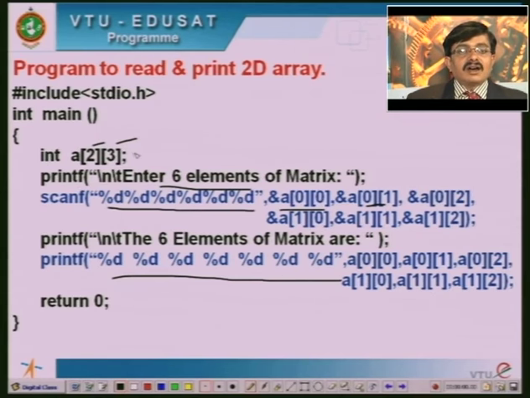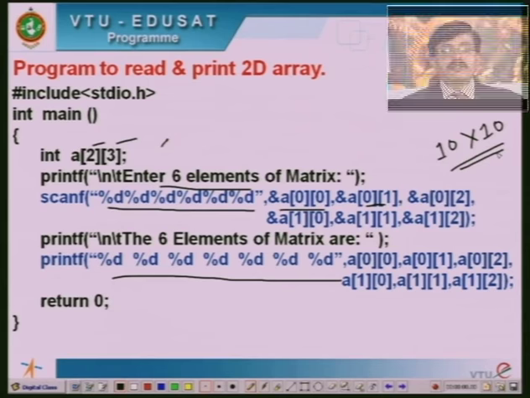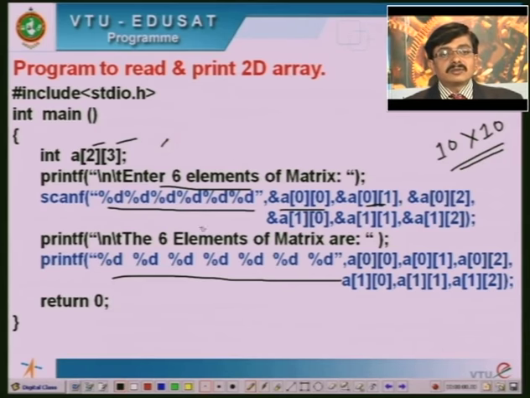But what if the order of this matrix is something like 10 cross 10? If it is a 10 cross 10 matrix, then the number of elements possible there will be 100. So, 100 times I am supposed to write percentage D to read the elements, and similarly 100 times I am supposed to type percentage D to print the elements of the matrix.